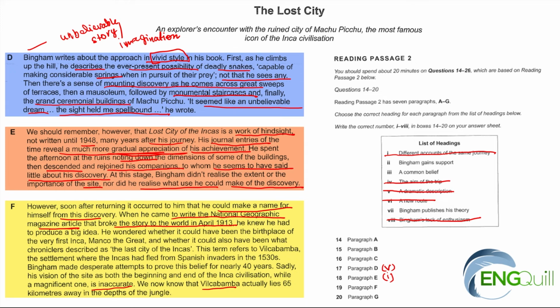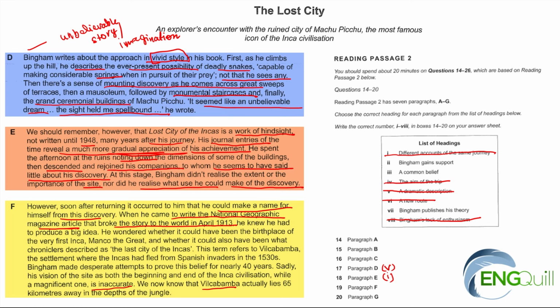So when you read this, it is saying that, look, he came back. What did he do? He wrote. What did he write? About whatever he experienced, in the National Geographic magazine article. Then he wrote about this. He wondered whether it could have been the birthplace of the very first Inca. So basically, when he came back from his journey, he wrote whatever he experienced, in a National Geographic magazine article.